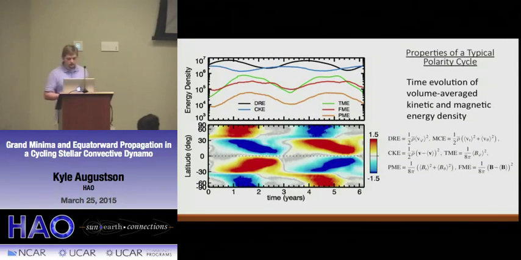Okay, so one thing we can do is look at an average polarity cycle. So this again are the volume averaged magnetic and kinetic energy densities. Black is DRE, the differential rotation kinetic energy, and blue is convective kinetic energy. And what you can see is, of course, unlike the previous plot where I showed you those really deep minima, the average cycle doesn't quite have that. But the features that you saw in those average cycles are basically repeated here, namely an equatorward propagation of toroidal magnetic field and a poleward branch as well.